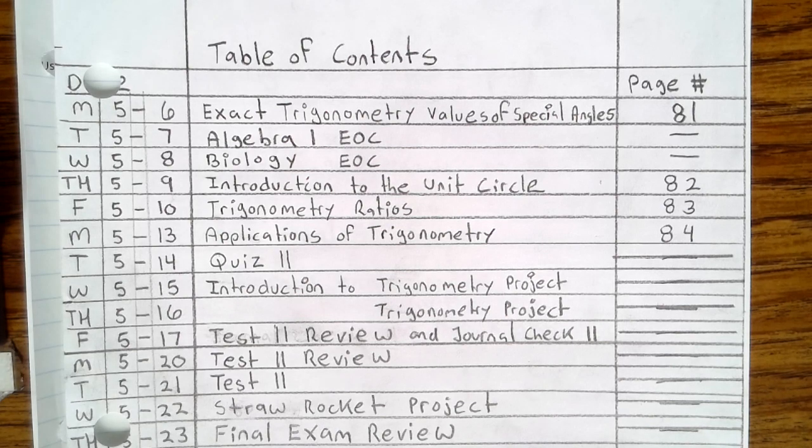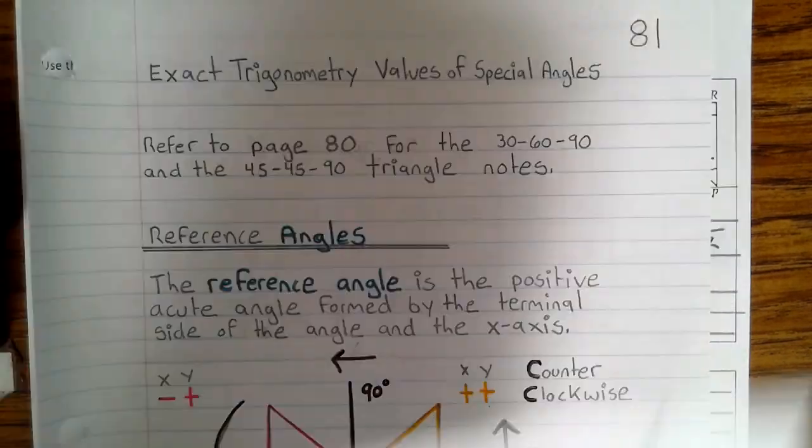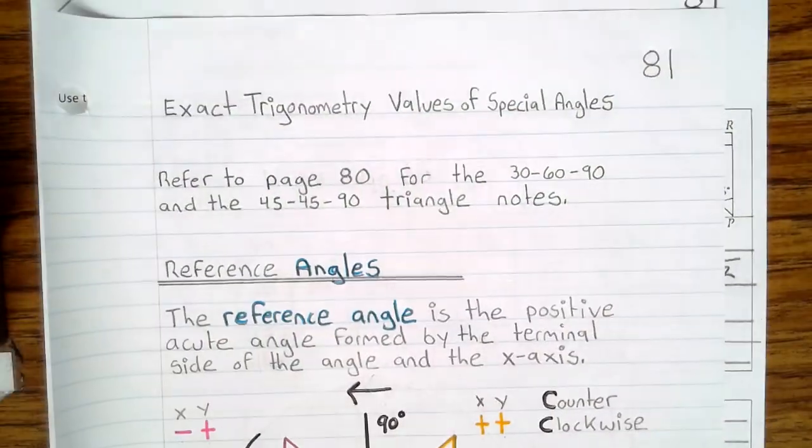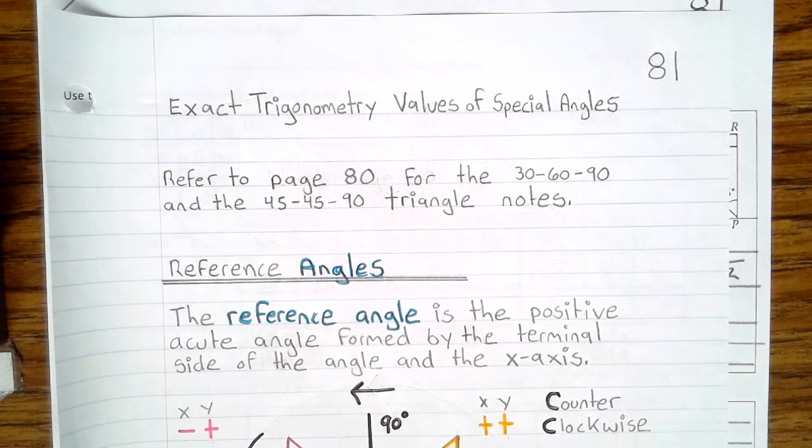Okay, Wildcats. Today we're looking at Monday, May 6th, exact trigonometry values of special angles on page 81. If you would, update your table of contents. Okay, now your table of contents are updated. Let's take a look at our notes. Exact trigonometry values of special angles on page 81. Refer to page 80 for the 30, 60, 90 and the 45, 45, 90 triangle notes.